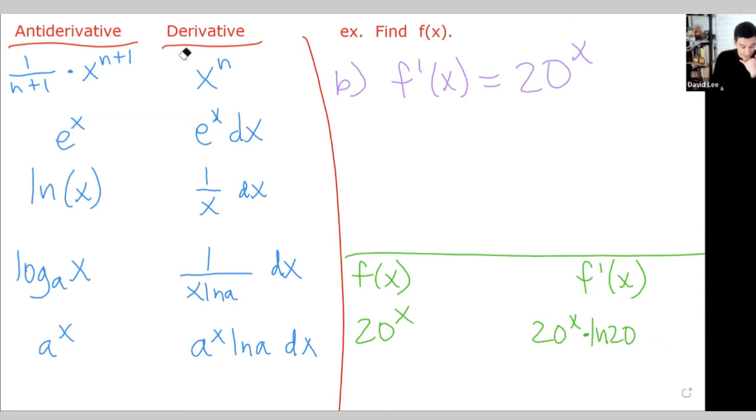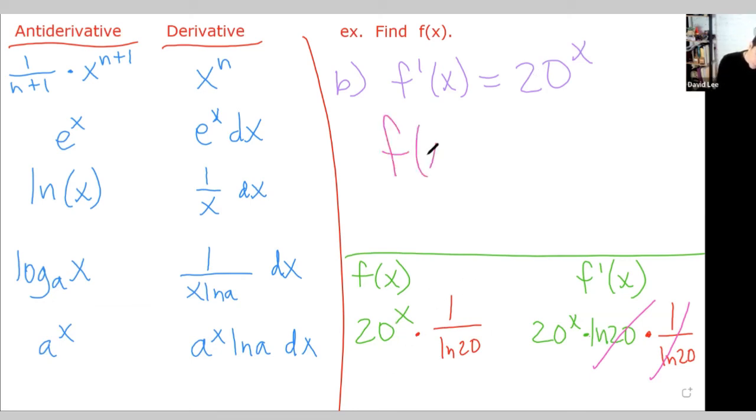What I really have to get rid of is this ln of 20. And so what I'll do is multiply by its reciprocal, both sides, of course. The purpose behind that is that this will knock this out. And so now it says 20 to the power of x, which is exactly what this says. So this is your antiderivative, and our original function f would be 1 over ln 20 times 20 to the power of x plus c. Let's check that off. Looks good, right?